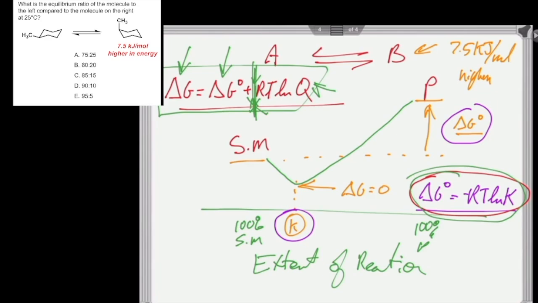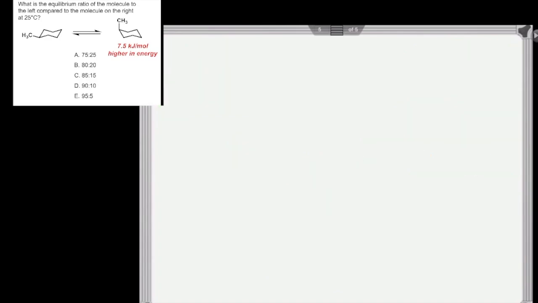We have minus RT ln K. We don't know K, so we need to solve that. We just need to come through and measure and solve our K value. Okay, that's not too bad. So we got delta G naught of this reaction, and we said that's equal to 7.5 kilojoules per mole.